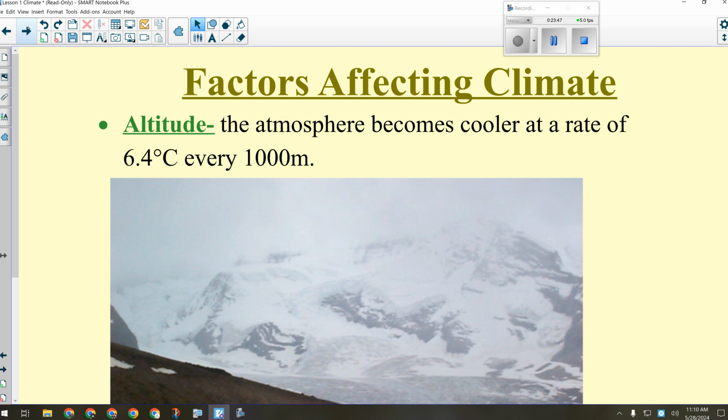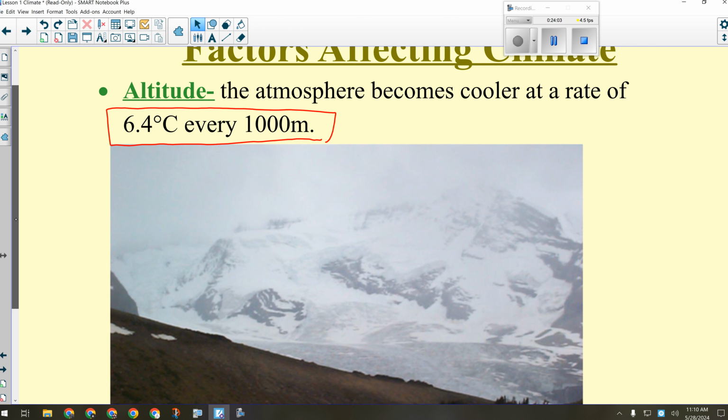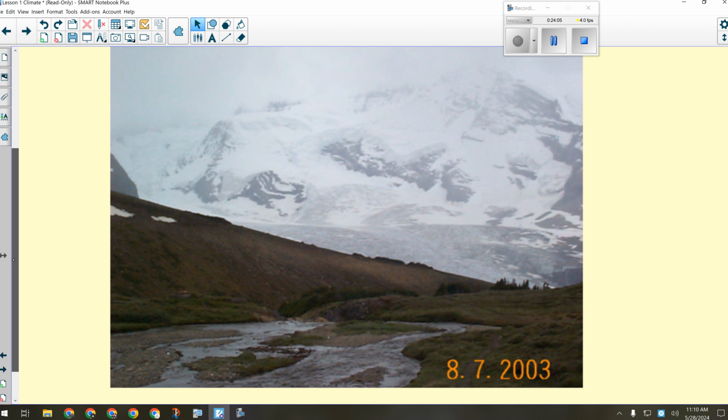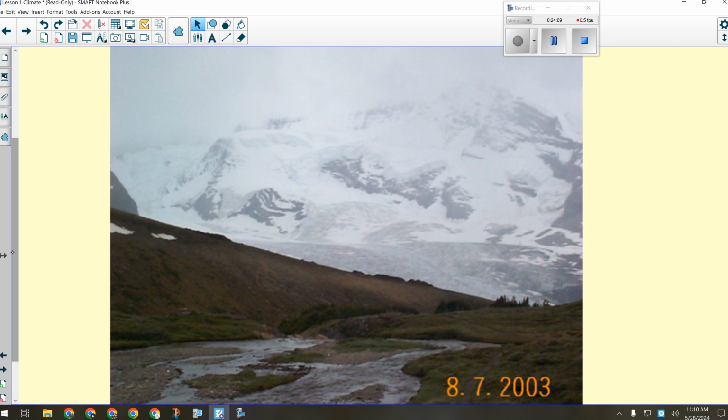But the snow stays there because for every 1,000 meters you increase your altitude, you decrease about 6.5 degrees in temperature. Okay. And you can experience this if you go hiking in the mountains. Now, I'm a little bit embarrassed to say that I did take this picture before you were born, and I'm still using it. But it's a good example.